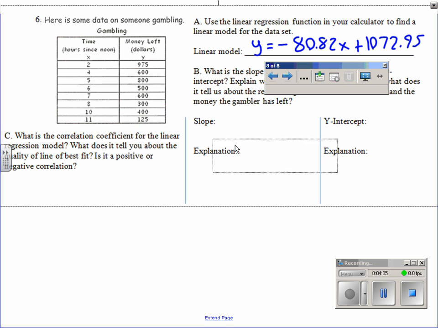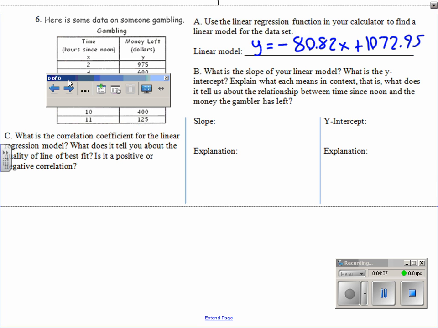Now it says, what is the slope? So remember, y equals mx plus b. M represents the slope. So whatever is multiplied by the x, the coefficient of x, we call it. So the slope is negative 80.82. Now remember to explain what it means in context, which is what it asks. Explain what each means in context. That is, what does it tell us about the relationship between time since noon and the money the gambler has left? We want to think about this as change in y over change in x.